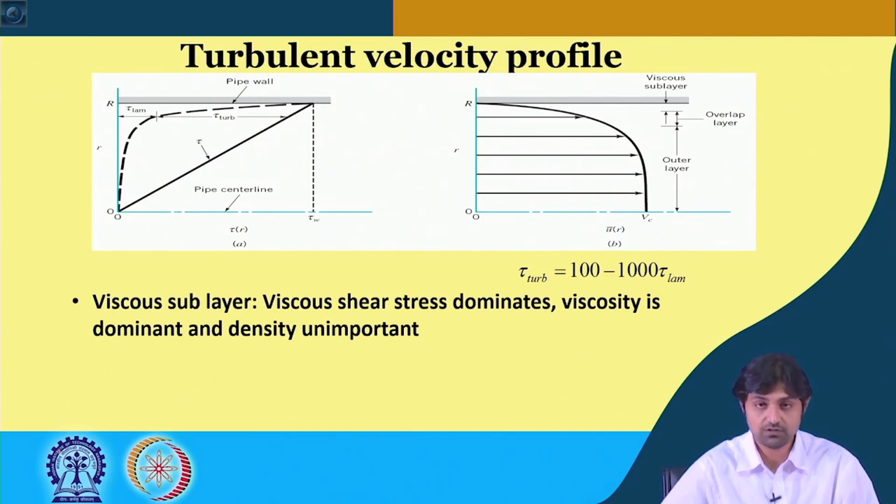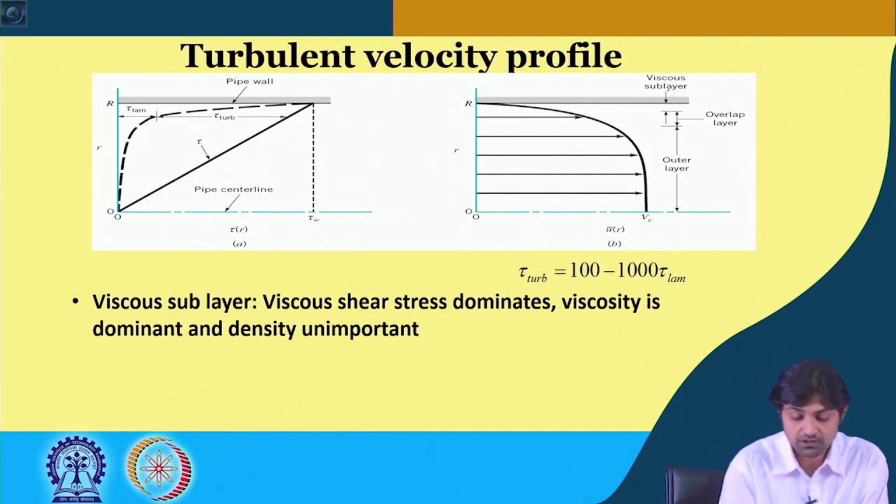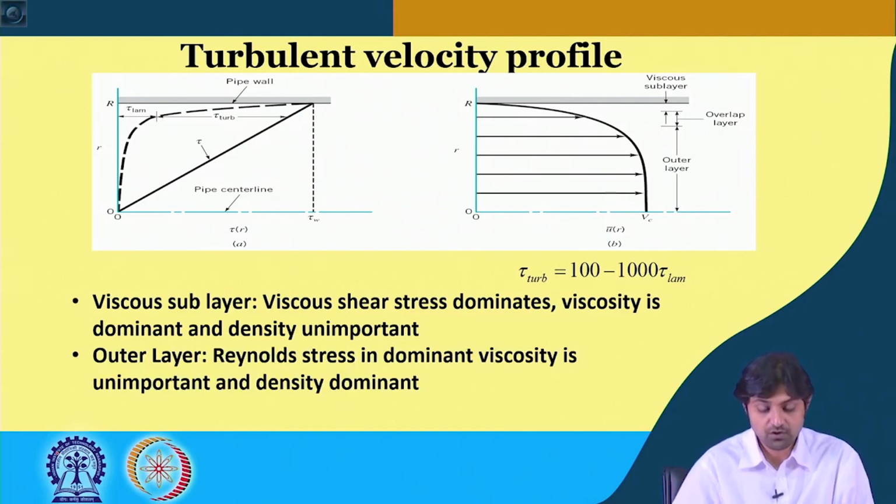Now, we said there are several layers. We have gone into much detail in our laminar and turbulent module, but for repetition I would like to go once again very briefly with this and try to solve some problems as well. What is the viscous sublayer? In this viscous sublayer, which is very near to the wall, the viscous shear stress dominates. Therefore, viscosity is dominant and density is unimportant, as we have seen before. In the outer layer, Reynolds stress is dominant and viscosity is unimportant, and therefore density is dominant.